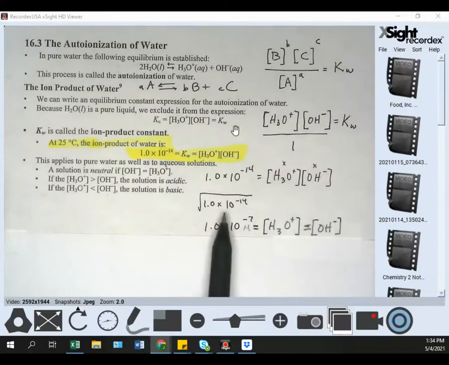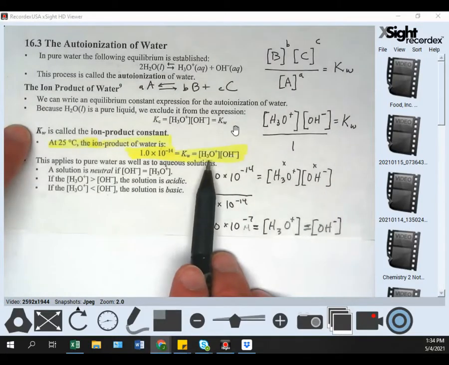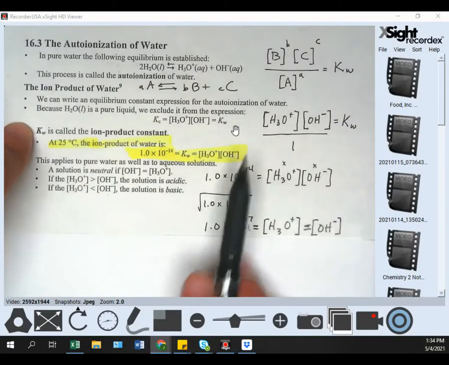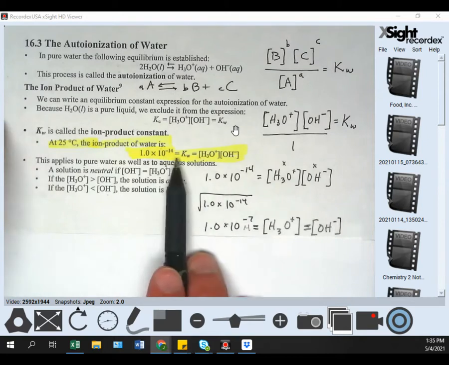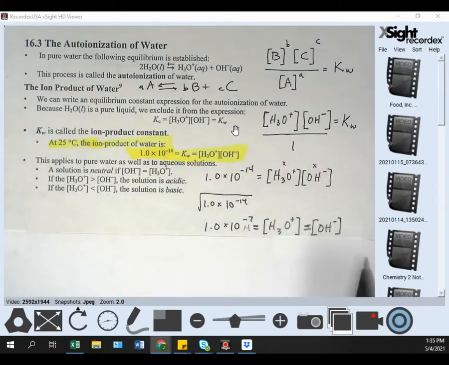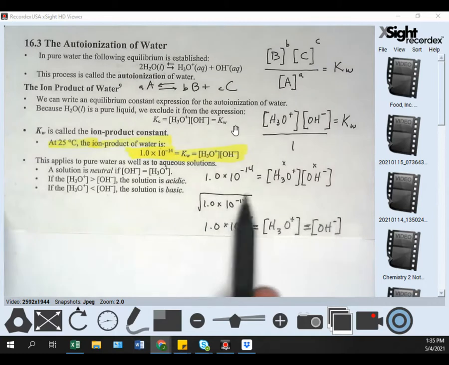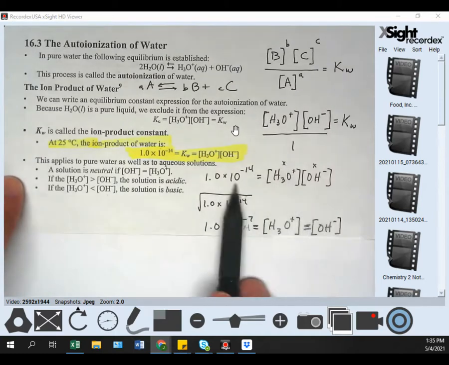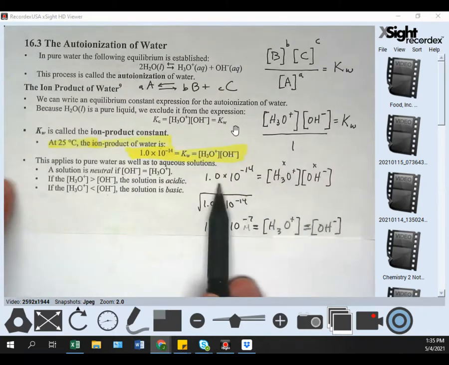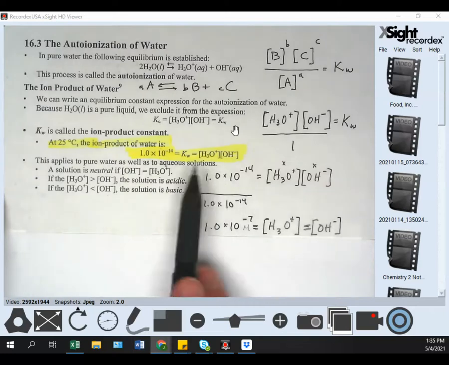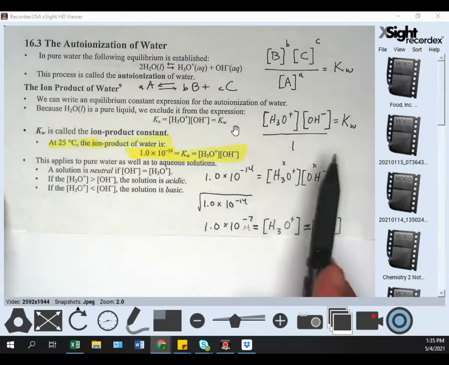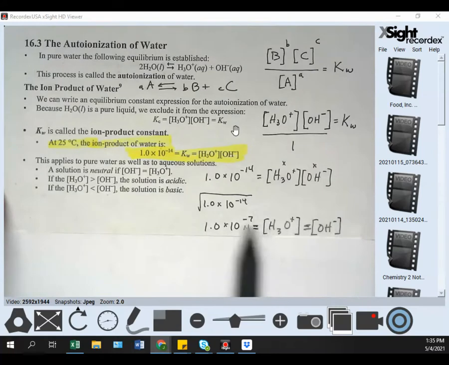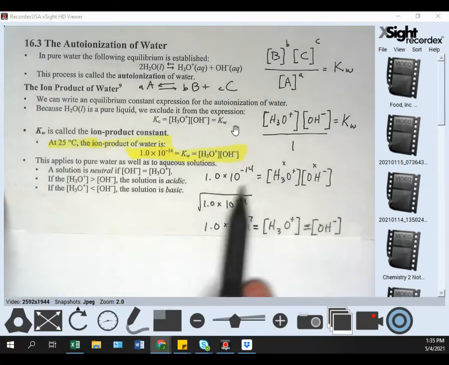Someone asks how you know that they're balanced. They would either have to tell you that it's neutral, or they would give you one of the concentrations. So that's what this is actually figuring out.